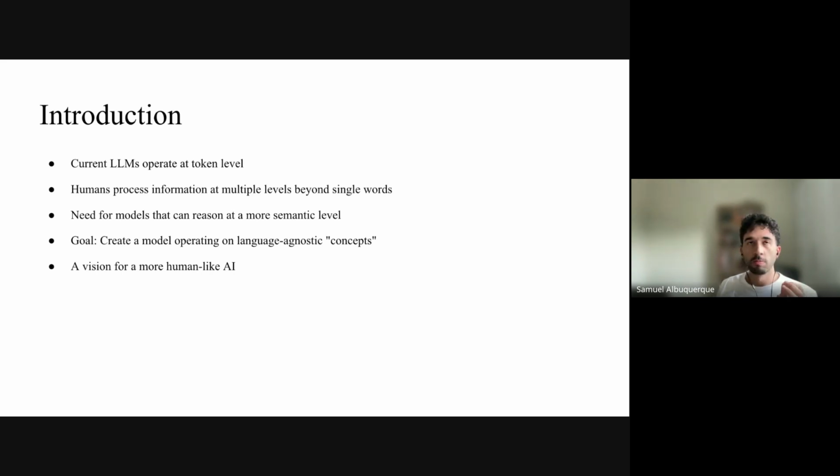They're trying to build a model that can reason at a more semantic level, not just being attached to words. They mention in the paper also that you can argue that using tokens, large language models can end up understanding this hierarchical structure of thinking, but they are not directly designed for this. So it's kind of an undirected achievement of the design of the LLM. Their goal, as they stated, is to create a model that operates on language agnostic concepts.